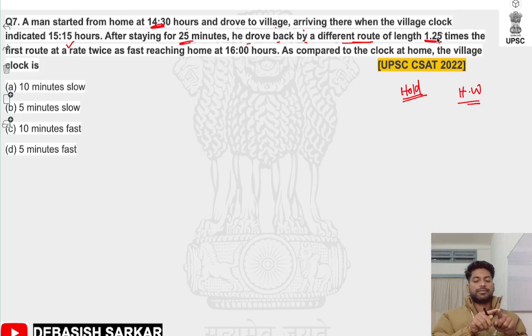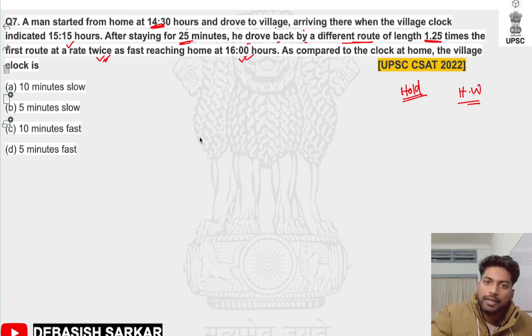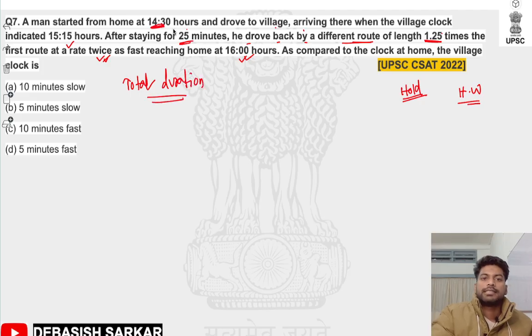Like he went from a route, but he took longer route, that is 1.25 times more, and the speed he was taking while going, just imagine it was x, while returning it was like 2x, twice. Okay, and he reached at home at 4 PM. So यहाँ से ना आप लोग लिखो टोटल टाइम, टोटल ड्यूरेशन, वो कितना टाइम तक बाहर रहा. देखो he went out at 2:30 and reached home by 4.